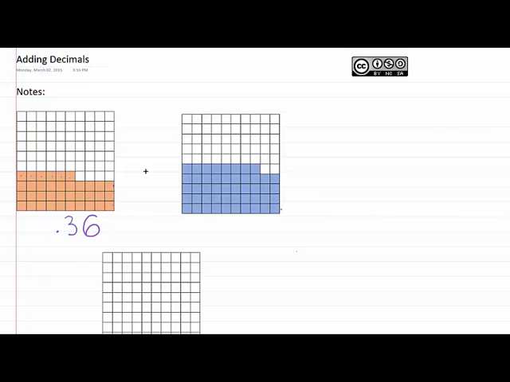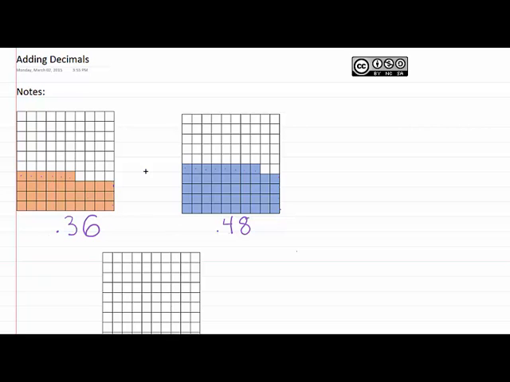And in this picture I have 1, 2, 3, 4 rows filled in. So I'm going to have a 4 in my 10th place. And on this line I have 1, 2, 3, 4, 5, 6, 7, 8 squares filled in. And each square is a 100th, so I have 8 hundredths. That means that I have 0.48 of this whole box filled in. And you can see that that is just under half, which makes sense because the decimal 0.48 is just under 0.5, which is half.